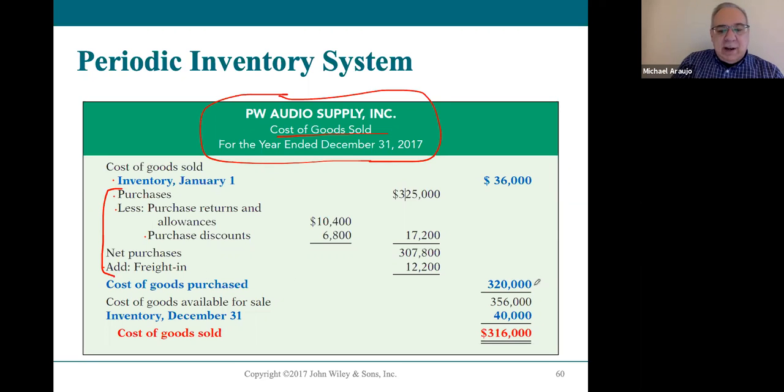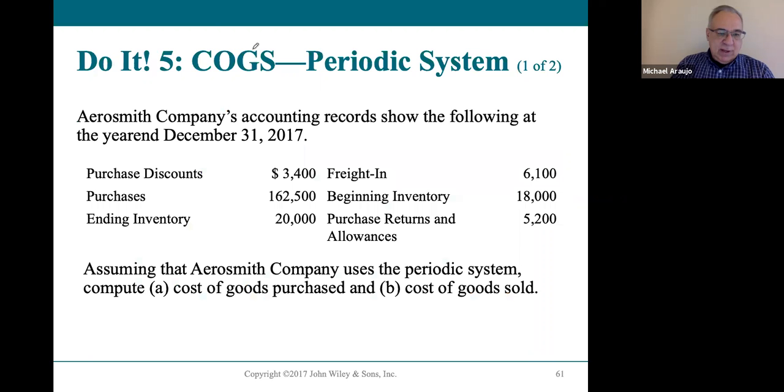So that means that we purchased 320,000 to add to our 36,000 inventory that's there. So we have a total of $356,000 of inventory that's available for sale that year. At the end of the year, we know we have $40,000 of inventory left. So the rest is our cost of goods sold. And that's all they're asking you to do here in this Do It exercise. Figure out the cost of goods sold using the good old-fashioned periodic system.